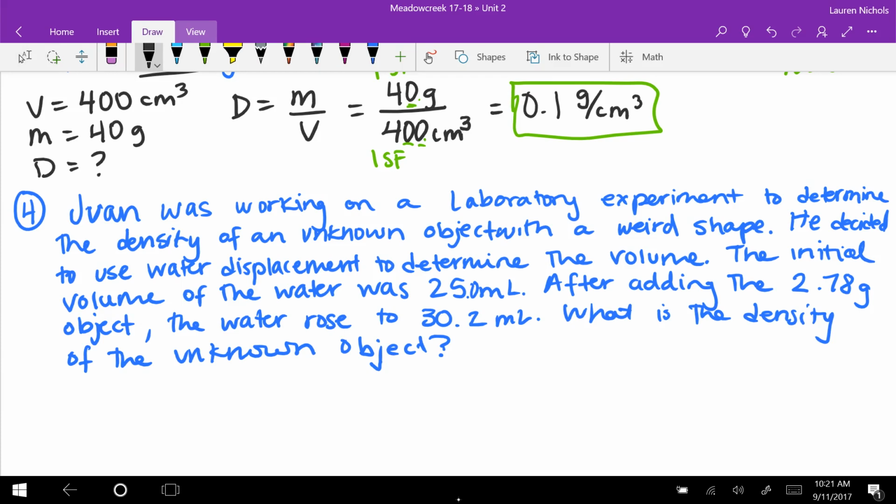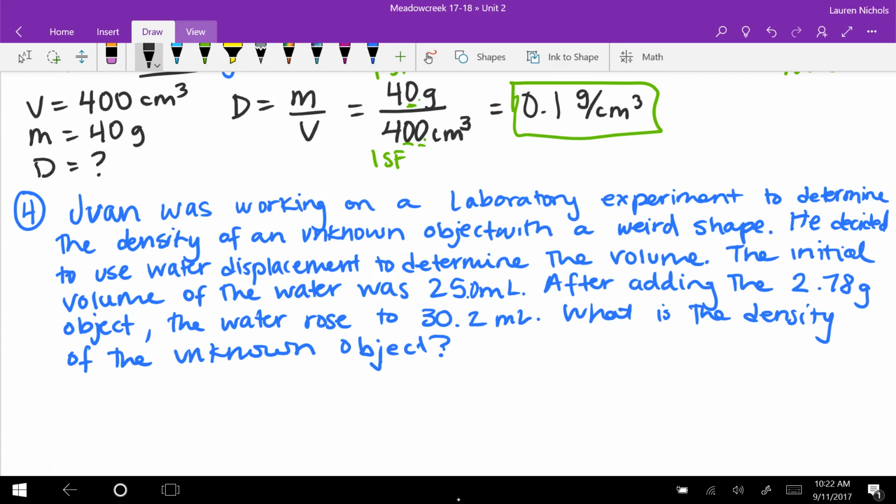Okay, so let's read the question first. Juan was working on a laboratory experiment to determine the density of an unknown object with a weird shape. He decided to use water displacement to determine the volume. The initial volume of the water was 25.0 milliliters. After adding the 2.78 gram object, the water rose to 30.2 milliliters. What is the density of the unknown object?